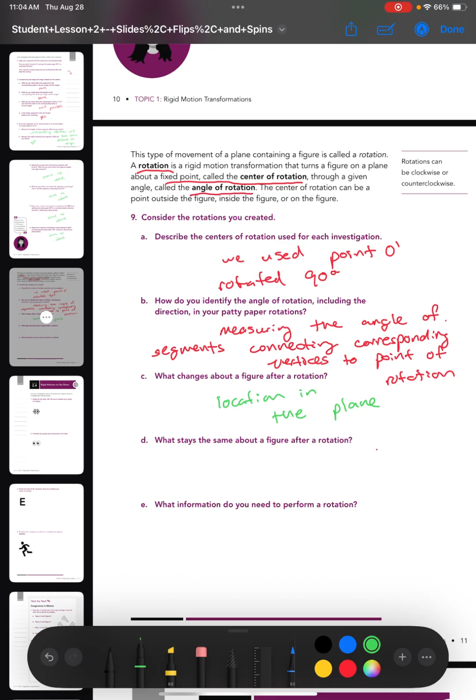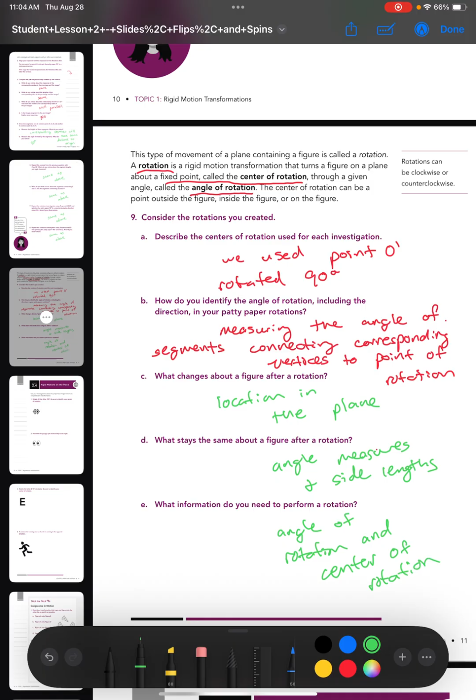What stays the same about the figure? Again, it's still a congruent figure, so what stays the same is the angle measures and side lengths. What information do you need to perform a rotation? The angle of rotation, and the center of rotation point. So what point are we rotating around?